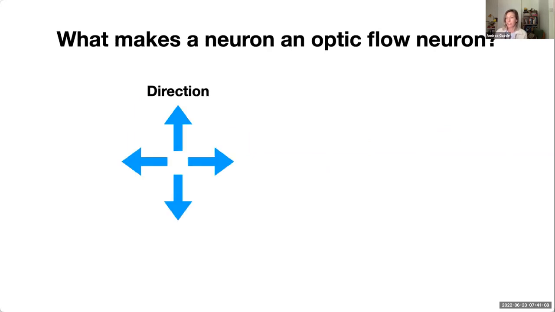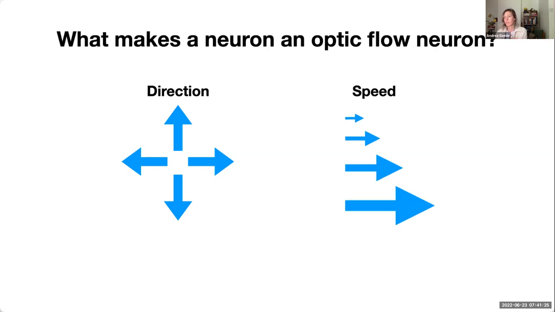Optic flow neurons are characterized as direction and speed selective. Each individual optic flow neuron will dramatically increase its firing rate in response to visual motion in one direction, and this is called the preferred direction. Optic flow neurons also respond to visual motion speeds. They'll increase their firing rate or firing frequency in response to the speed of the visual motion, and there'll be some speed that elicits the highest response, the preferred speed. Cells are often classed in this way as fast or slow cells.